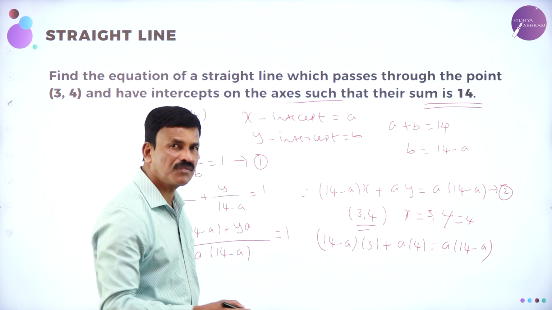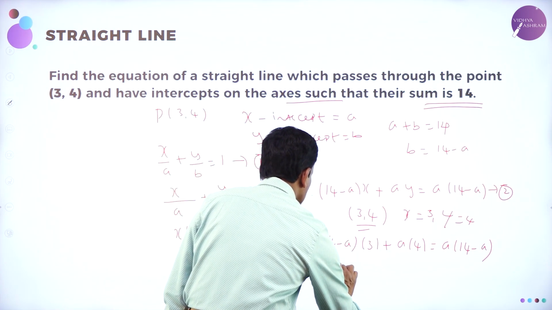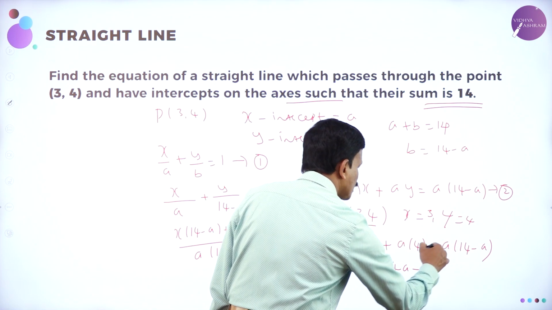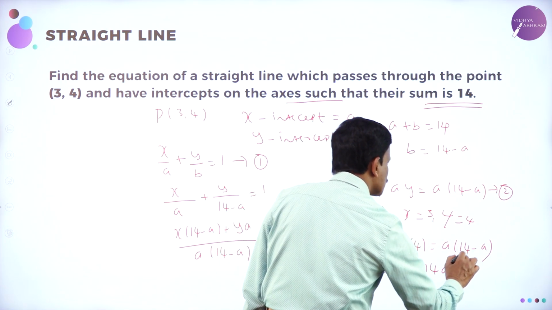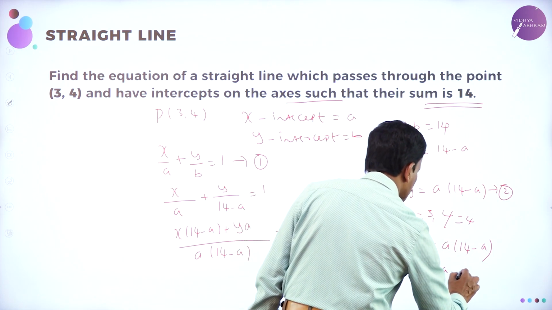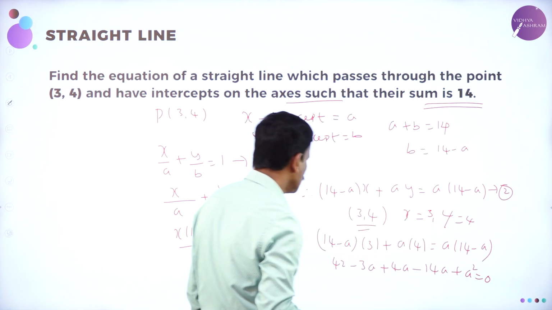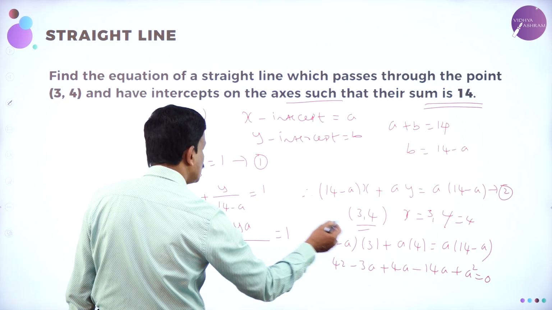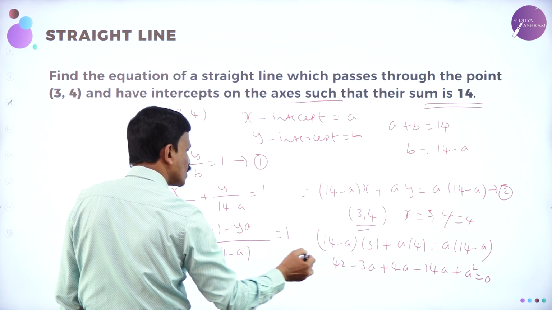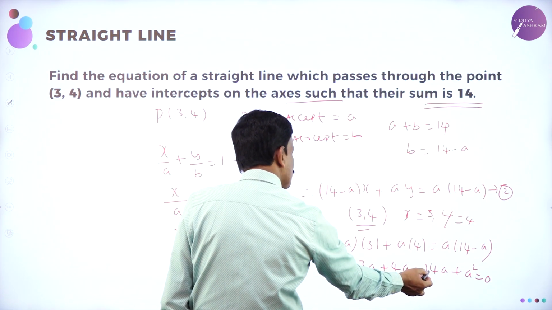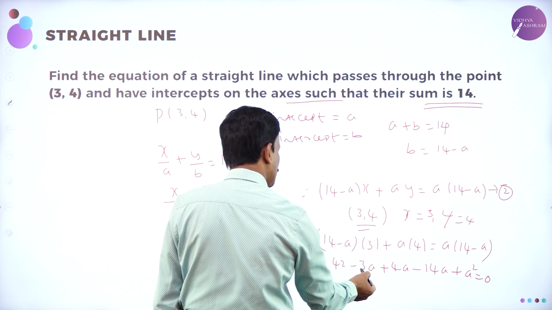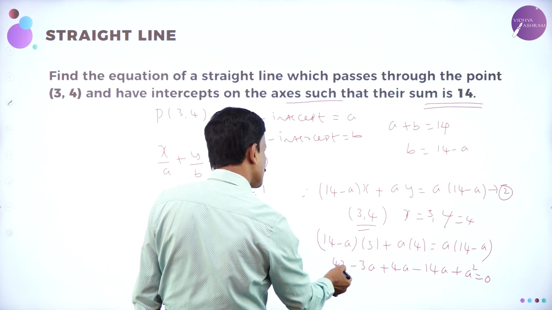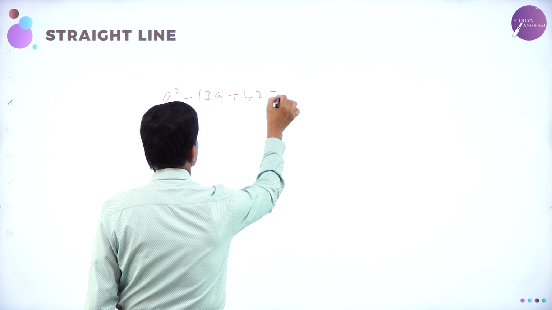That is it. Okay. If you simplify this, 14 into 3 is 42, minus 3A plus 4A minus 14A plus A square is equal to 0. Now, if you put this in the standard form, you are going to get a standard quadratic equation, A square. Then how many A terms are there? Minus 14A plus 4A is minus 10A, minus 3A is minus 13A, and the constant is 42, equal to 0.